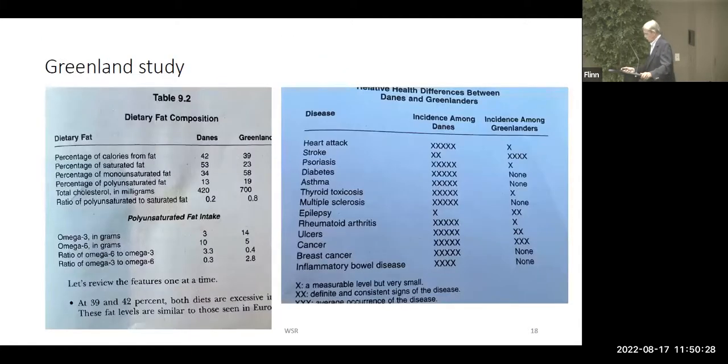So this is just to give you a quick look at the Greenland study. It's a complex slide, and I don't want to dwell on it, but if you look here, the amount of cholesterol in the Greenland diet was very high. The omega-3, however, the polyunsaturated omega-3, was 4 times as high in the Greenland diet, and the actual grams was 5 times as high in the Greenland diet as in the Dane diet.